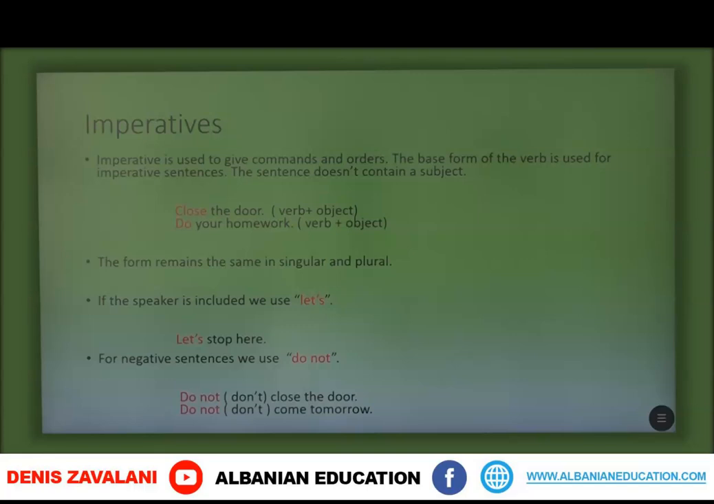If the speaker is included, we use let's. For example, let's stop here. And for negative sentences, we use do not. Do not close the door. Do not come tomorrow.